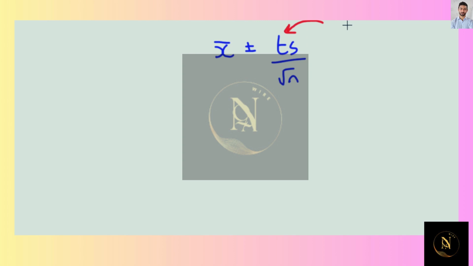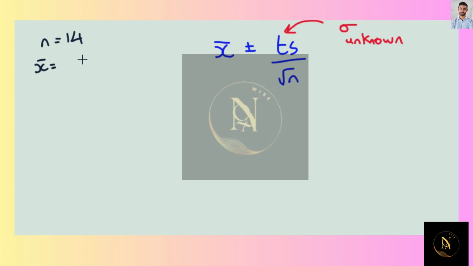t is the critical value. We're using that because sigma is unknown, and sigma is the population standard deviation. We haven't been given that, so we're going to have to use the sample standard deviation. So we have to use t. So we need to find these four values. n is the sample size, just 14.